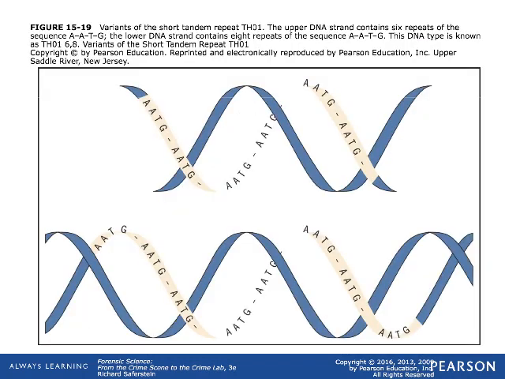Okay, this is supposed to be a picture of that. So here's 1, 2, 3, 4, 5, 6. So 6 copies of AATG on one chromosome and 8 on the other. Okay, so that's what it would look like in the DNA.